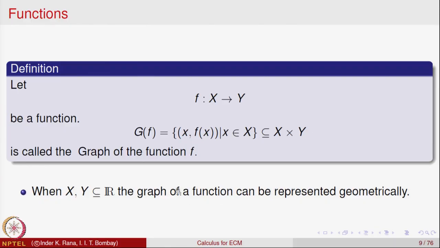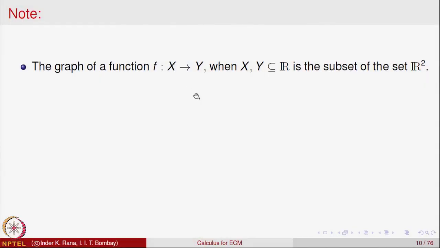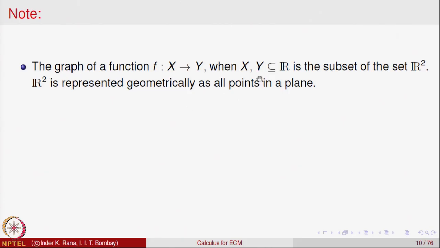What we want to do is represent this set, a subset of X cross Y, geometrically, and this is done as follows. If X and Y are both subsets of the real line, then it gets a very good geometric representation. What we do is take X equal to Y equal to R. So, the graph is going to be a subset of R2. We will represent R2 geometrically as points in the plane.